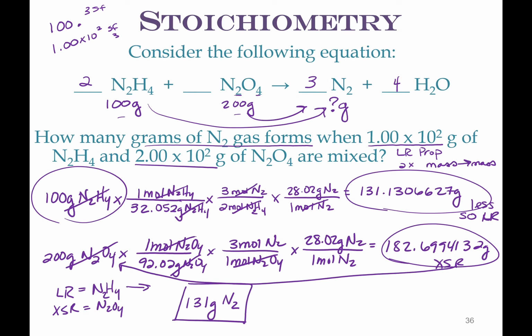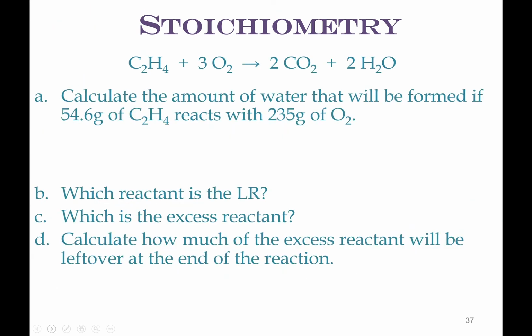So this one, we're not asked about the excess reactant, so we can move on to the next problem. So this one kind of has everything involved in it. I really, really want you to pause the video and try this one if you have not already done any of these, especially if you haven't done any of these already. Please pause the video and try this, okay? It's already balanced because we balanced this one earlier in the PowerPoint. So calculate the amount of water. How much water will be formed if 54.6 grams of C2H4 reacts with 235 grams of oxygen.